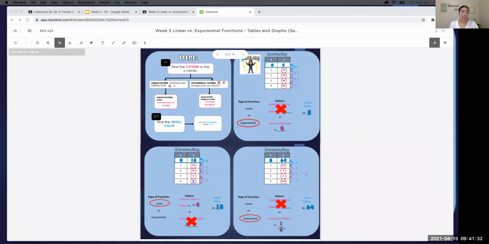I don't know about the initial value. I don't think I'm comfortable with that. Some of you were saying, I don't know if it's exponential or linear. So thank you guys very much for that feedback.